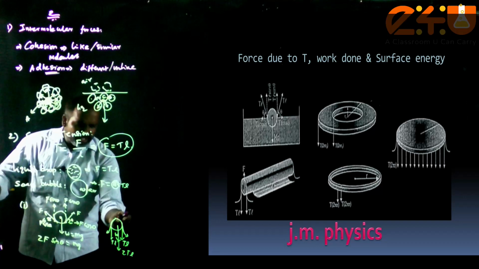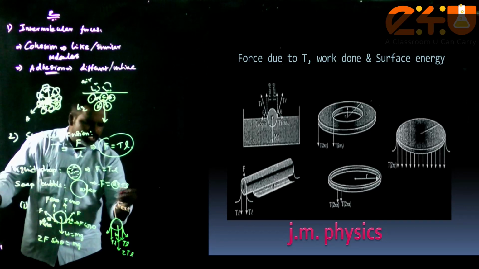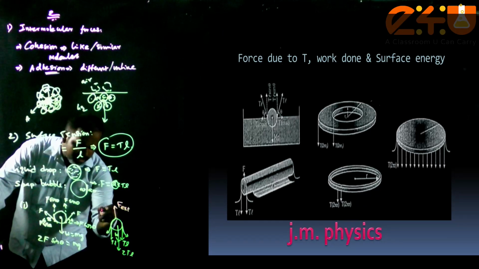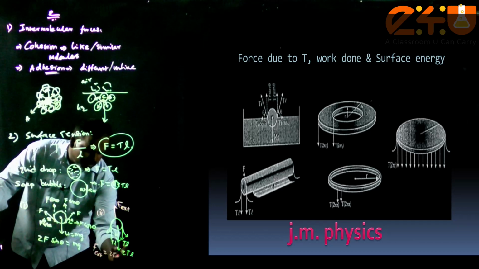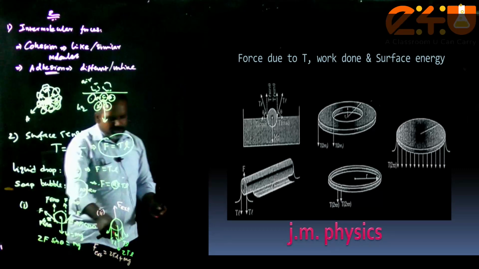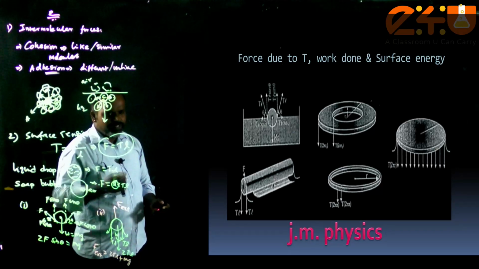So if you want to lift this needle from the free surface of the liquid, say this is for example F external, then the total force we must apply is F external equal to 2TL plus the weight of the needle, that is mg. So in some cases, you consider the total external force to remove or lift that needle.